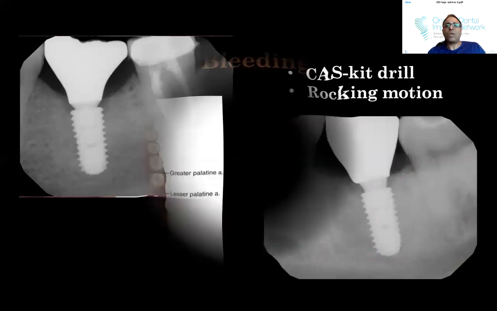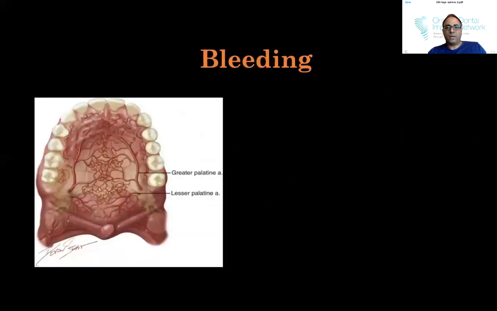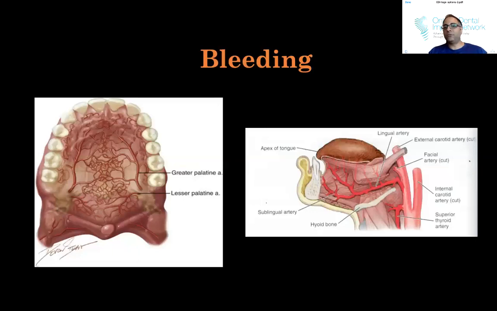So we talked about primary stability. I hope I was able to, because I know that's a big one. Bleeding, what about bleeding? When we get so much bleeding during the surgery, how do we manage that? We know the upper arch and the greater palatine. We also have the lower area with the lingual artery, or the sublingual artery. How do we manage these?